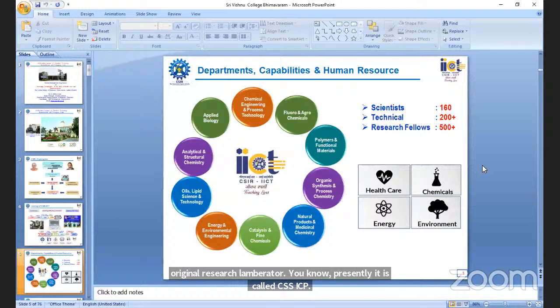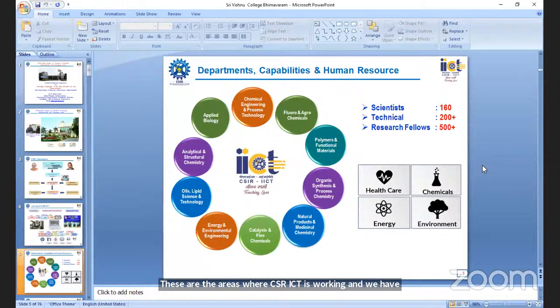And these are the areas where CSIR-IICT is working, and we have a total of 160 scientists working in CSIR-IICT, including technical staff, and research fellows are more than 500 students. We are working in the areas of healthcare, chemicals, energy, and environment. We have departments like fluoro and agrochemicals, polymers and functional materials, organic synthesis and process chemistry. Myself, Dr. Chinaraju, head of the department of natural products and medicinal chemistry, where I am working. And coming to catalysis and fine chemicals, scientists are working in that area. And coming to energy and environmental engineering, oils, lipids, science and technology, analytical and structural chemistry is most important to do research. Also, we have that department.